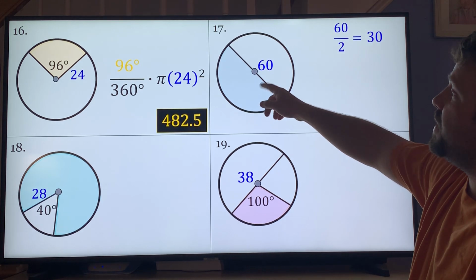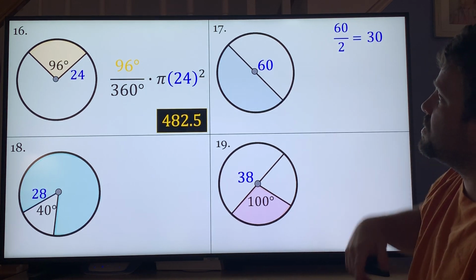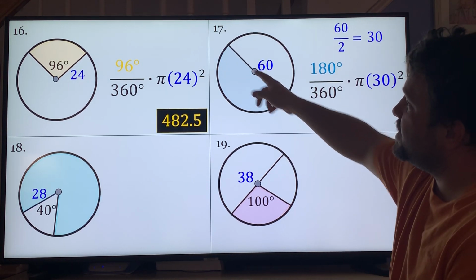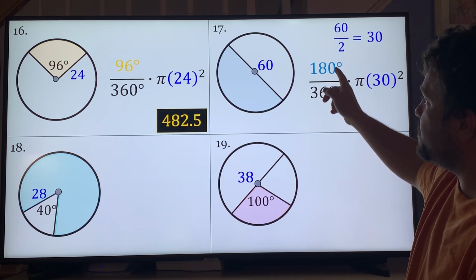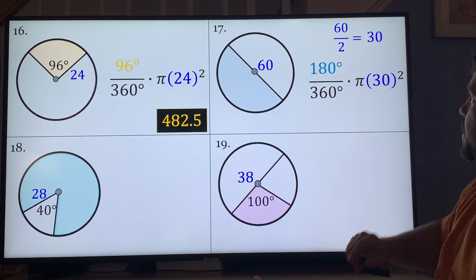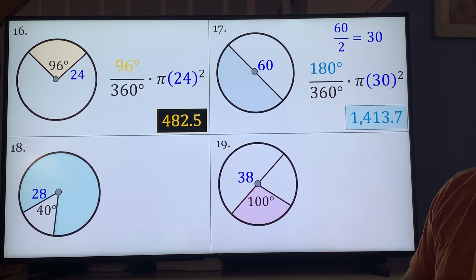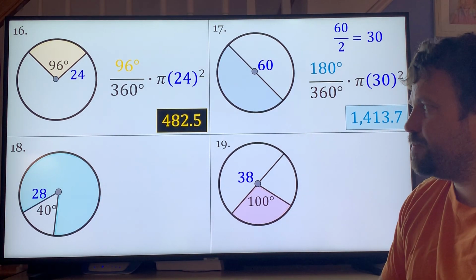Next thing you have to do is find this angle. How much of this circle is that? Well, since this is a semicircle, that means it's 180 degrees. 180 divided by 360 times pi 30 squared. You should have got 1,413.7. All right?